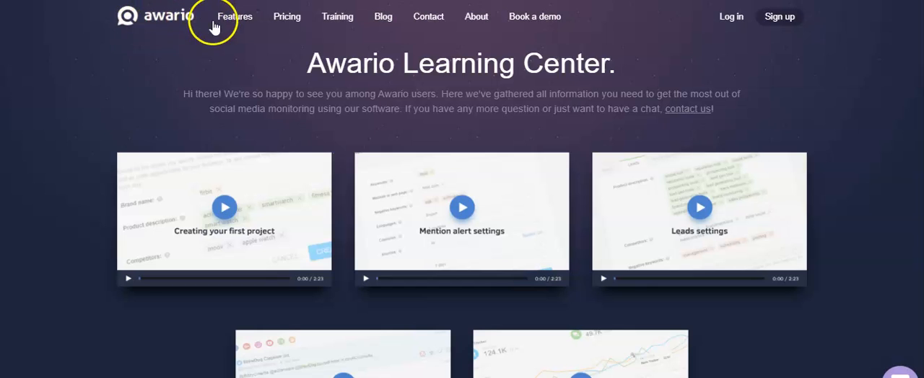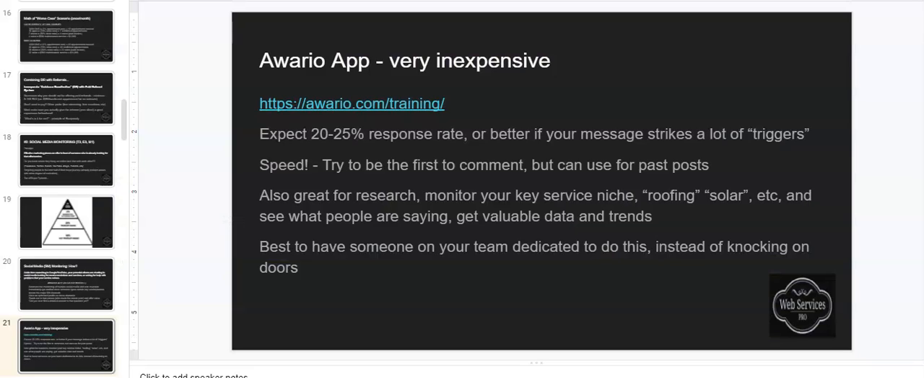This is their website, Awario. You can go into the features and pricing. They have little training videos here to get you up to speed so you know what you're doing. It's a very good app. I highly recommend it, and this is one of the ways to get effective marketing done for you.